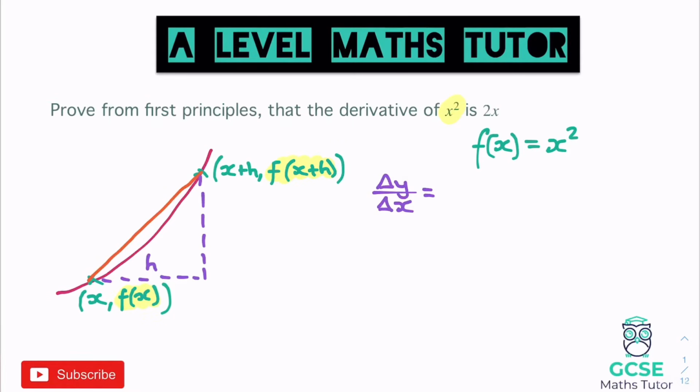So in terms of working out the change in y, we would take the bigger one, which is the function of x plus h, and we would take away the function of x, and that would be our change in y on our numerator there. In terms of our change in x, our denominator, we would have the larger x coordinate, which in this case is x plus h, and we would take away the smaller coordinate there, which in this case is x.